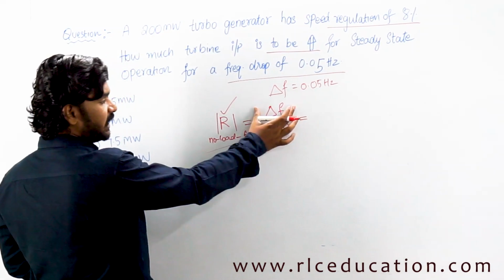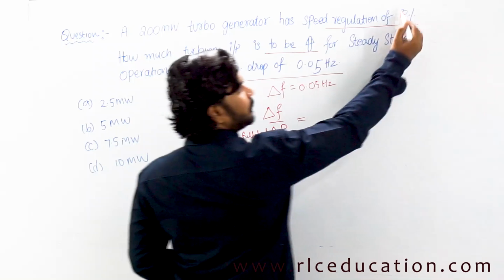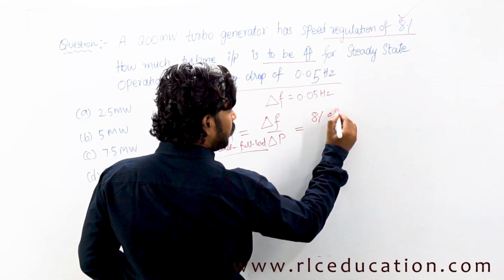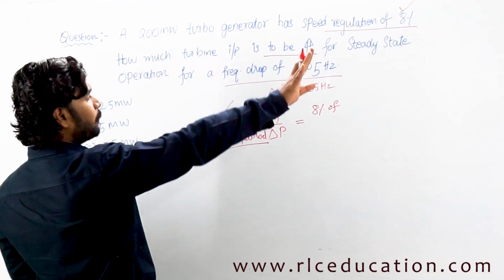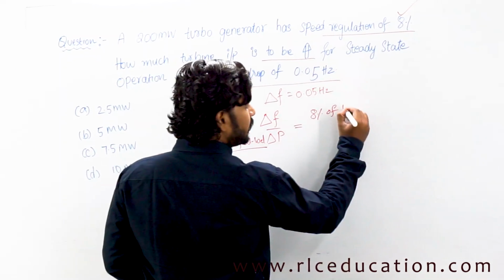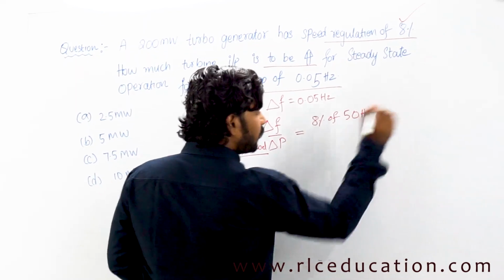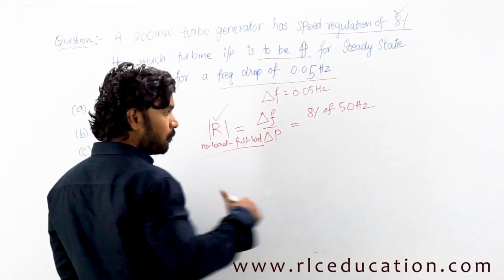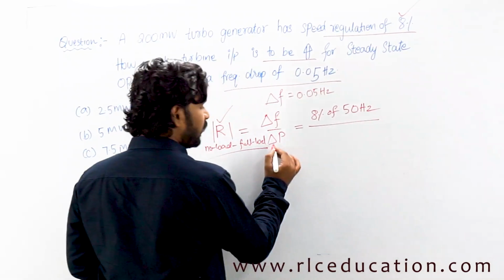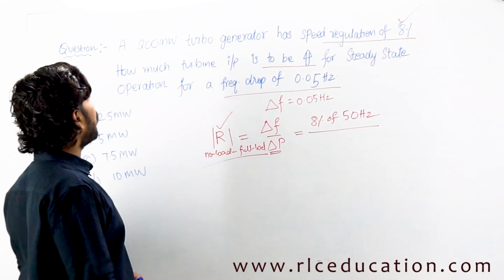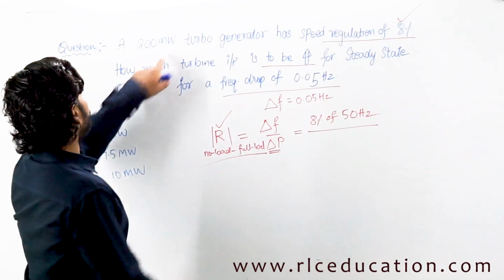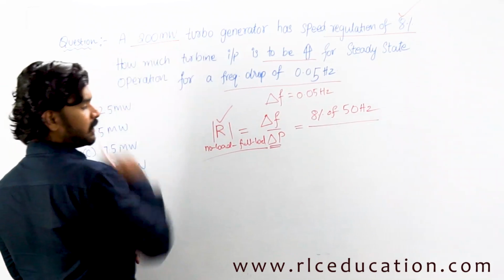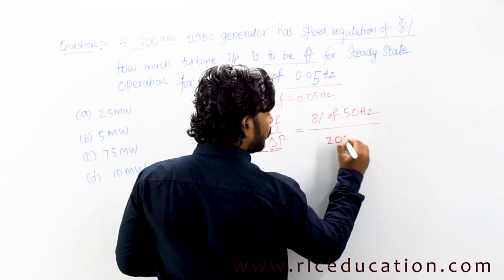So what is the change in frequency from no load to full load? That is specified by the 8%, isn't it? So 8% of the no load frequency. What is the no load frequency? It is not mentioned, and when it is not mentioned in the question, since we are in India, take 50 hertz as the no load frequency. So 8% of 50 hertz is the delta F from no load to full load. And the change in power from no load to full load is the rating of the generator, from 0 megawatts to 200 megawatts, the maximum full load capacity. So 200 megawatts.